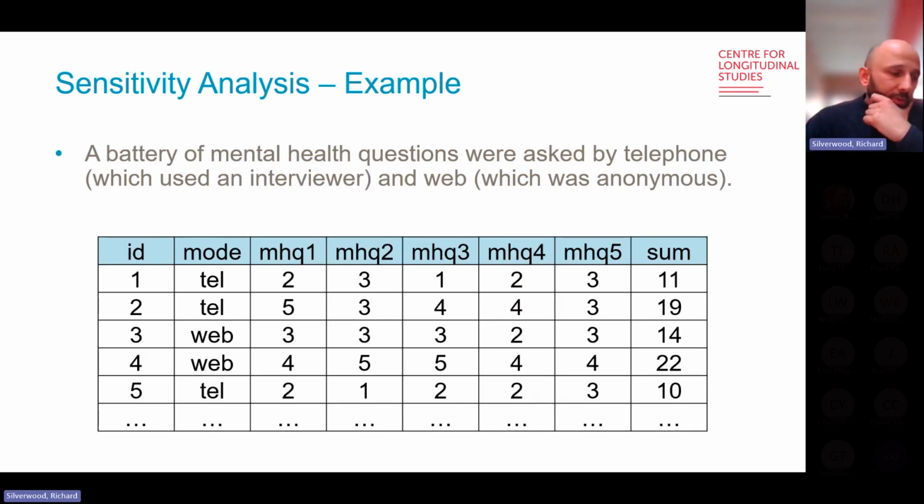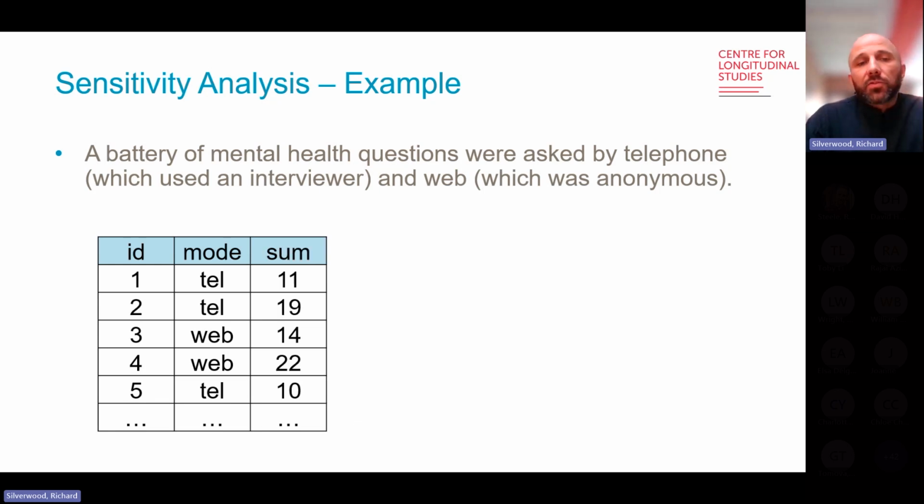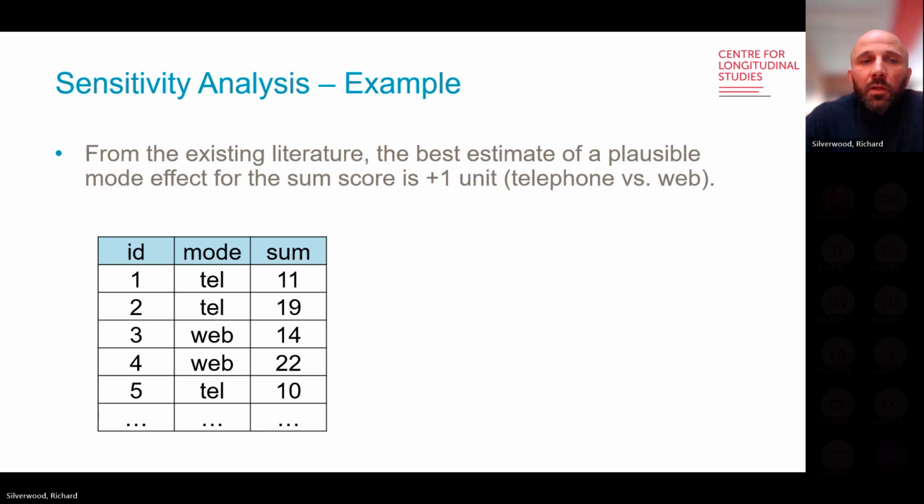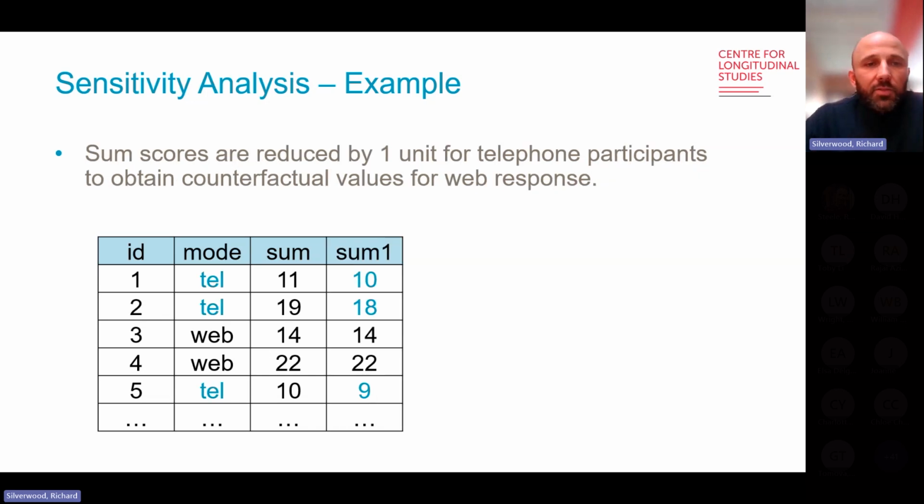Okay, so a quick example looking at a sensitivity analysis application. The same data that we were using before, using the battery of mental health questions. Again, we're just focusing on using the sum score of these. So we may go away, look at the existing literature, and find that the best estimate of a plausible mode effect for the sum score in this situation, so this specific between mode comparison, this type of population, is +1 unit when we're comparing telephone data collection with web data collection.